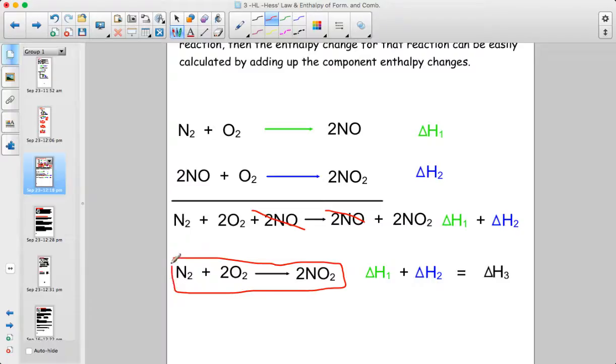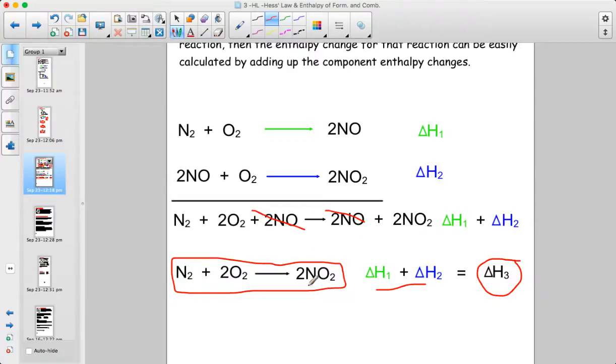And so even if I never do this third reaction, I can know that the enthalpy change for this third reaction is the enthalpy change of the first reaction plus the enthalpy change of the second reaction. So if I add them together, I'll get the enthalpy change for this reaction. So if you can add chemical equations together, you cancel out things that are on both sides.